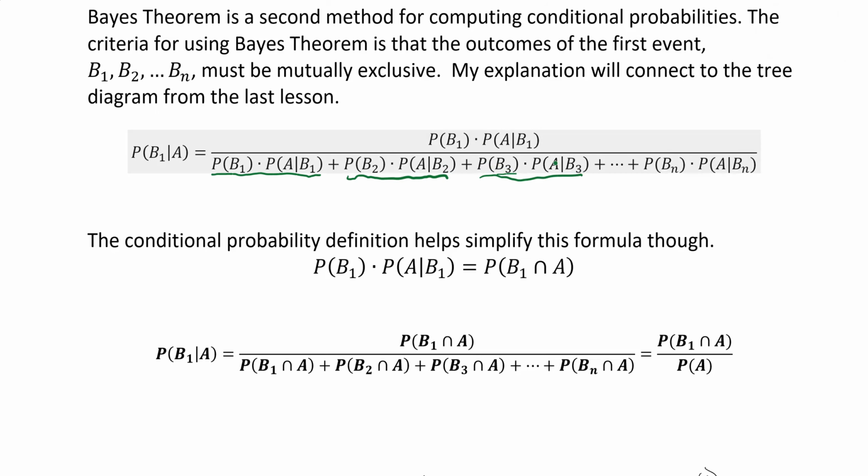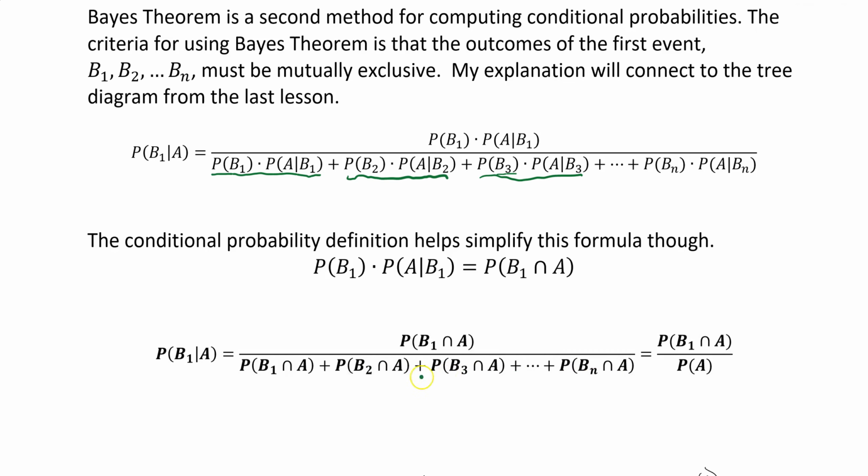And so we can use a conditional probability formula that we've encountered before to help us recognize that the probability of B sub 1 multiplied with the probability of A given B sub 1 is really the probability of their intersections. So then I take all of the work up above and I replace it with intersections. So the numerator is the probability of B sub 1 intersect A. And in the denominator, we have the probability of B sub 1 intersect A, and then B sub 2 intersect A, B sub 3 intersect A, and so on.